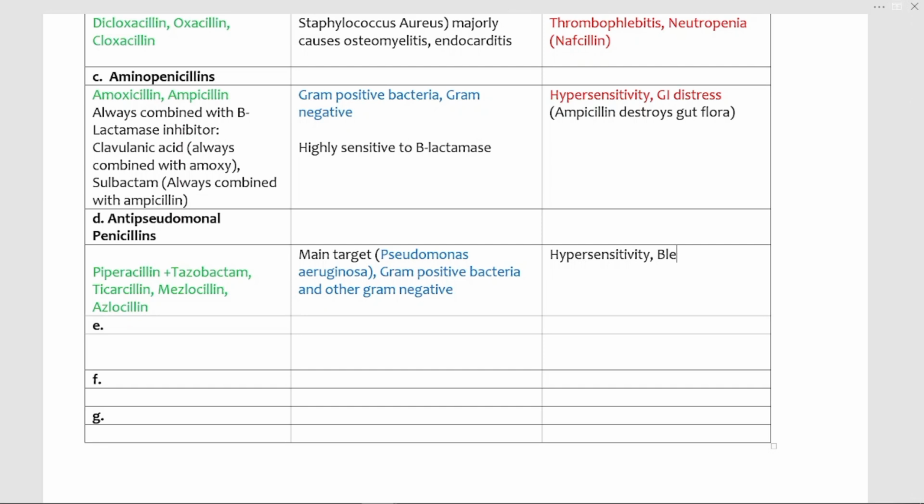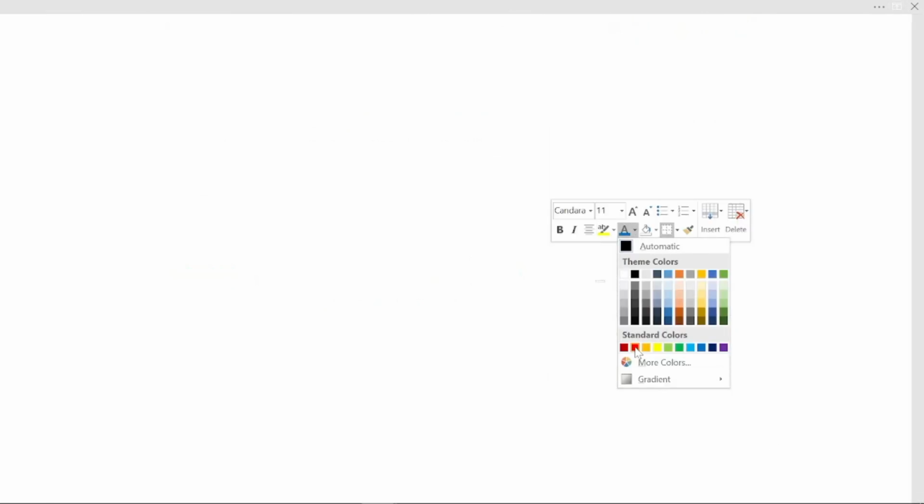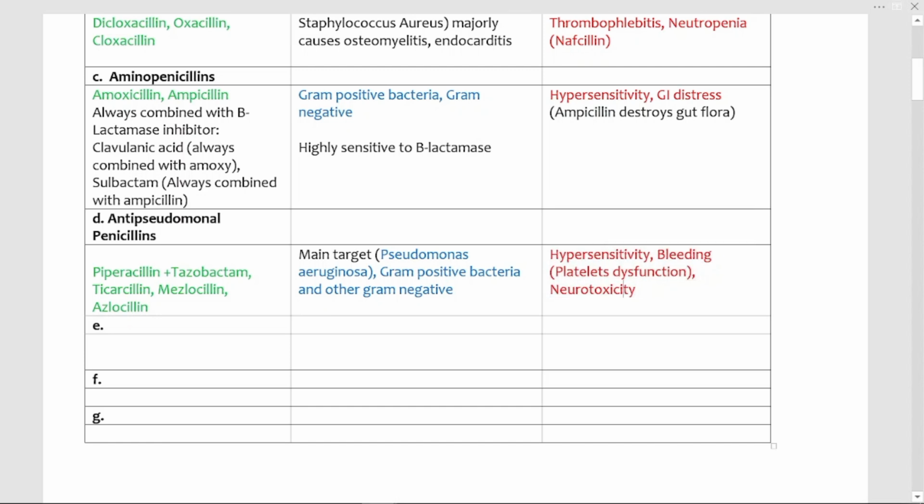Another one is bleeding. Why? Because some of them may cause platelet dysfunction. So you have to be very keen when using this drug. And lastly, they may also cause neurotoxicity, especially when there are high levels in the blood while using this drug. So you have to note those side effects.